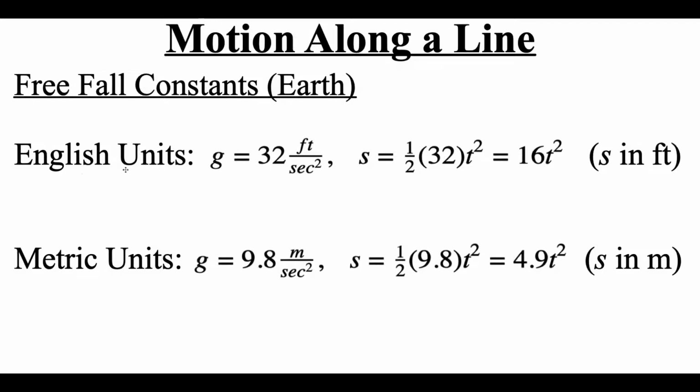If we're using standard English units where we're measuring things in feet, then the acceleration due to gravity is 32 feet per second squared. So in our equation that we just looked at, the g value would be 32, so it'd be 1/2 times 32 times t squared, which we can then simplify down to 16t squared, and we're measuring s in feet. But if we're using metric units, then the acceleration due to gravity is 9.8 meters per second squared. So then our equation would say 1/2 times 9.8 times t squared, or we could write that as 4.9t squared, and this time our distance is being measured in meters.